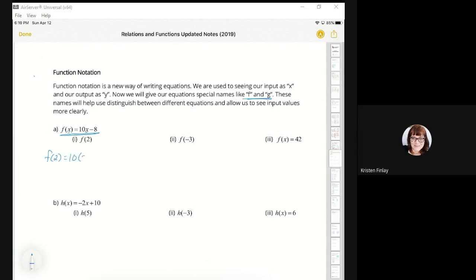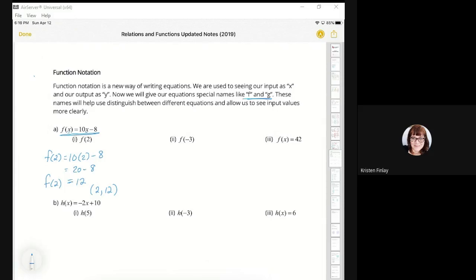Well, it's 10 times 2 minus 8. Anywhere I had an x, I'm going to substitute in the 2. So I would get 20 minus 8, which is equal to 12. So f of 2 equals 12. So if I were graphing that, that would be an ordered pair of (2, 12). My y value would be 12.